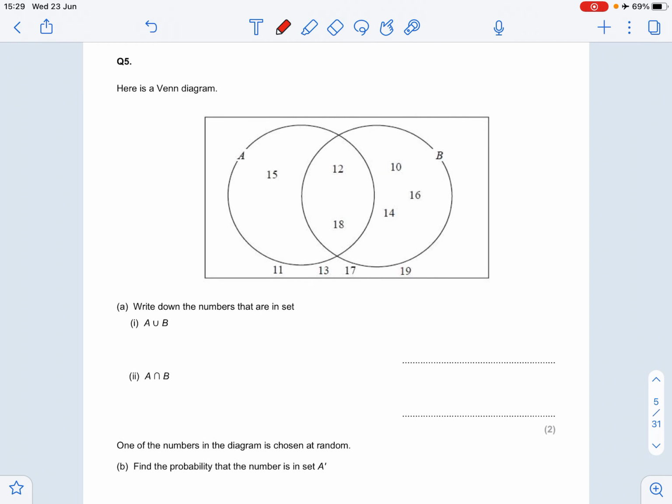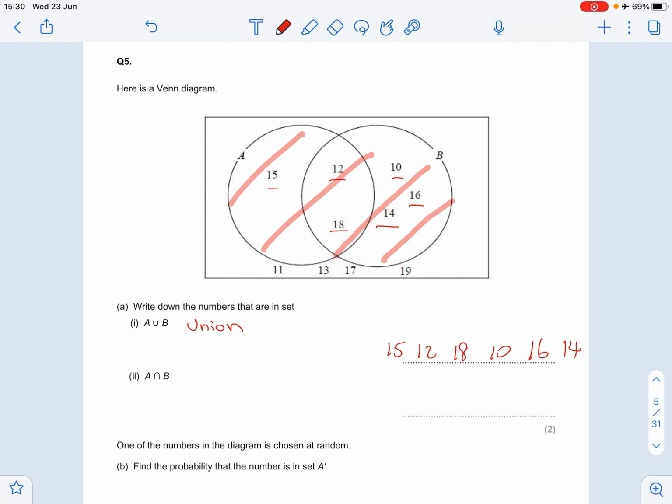So here is a Venn diagram. Write down the numbers that are in the set. So remember the symbol U, which means union. Union just means it's in A or it's in B. So everything that's shaded in is in A or in B. So your answer should be 15, 12, 18, 10, 16, and 14.